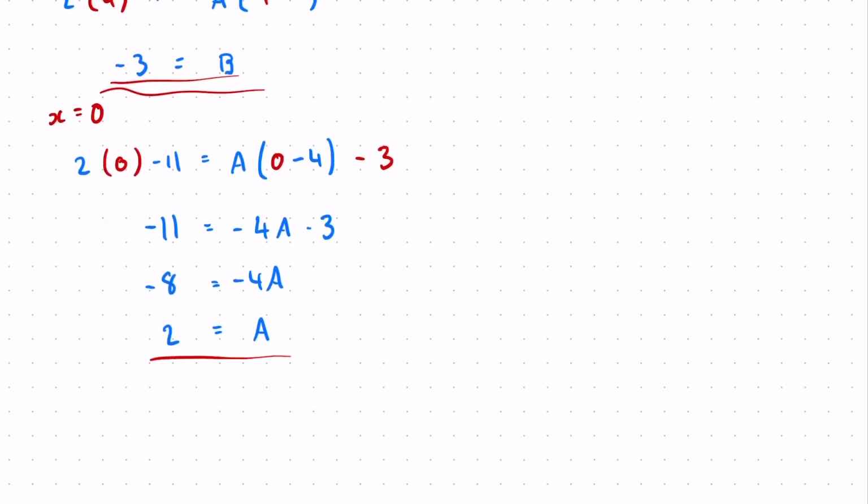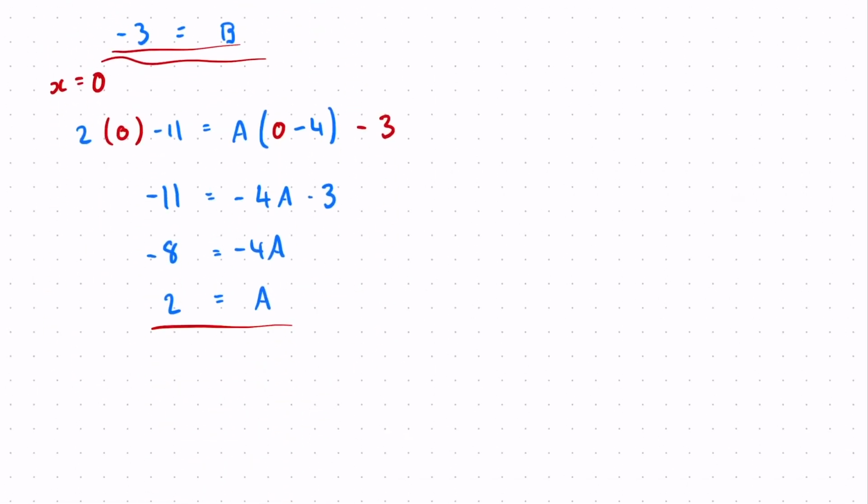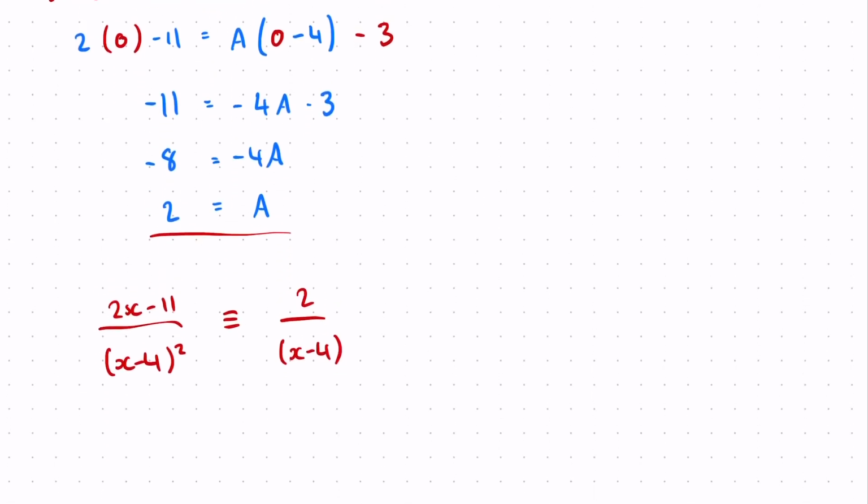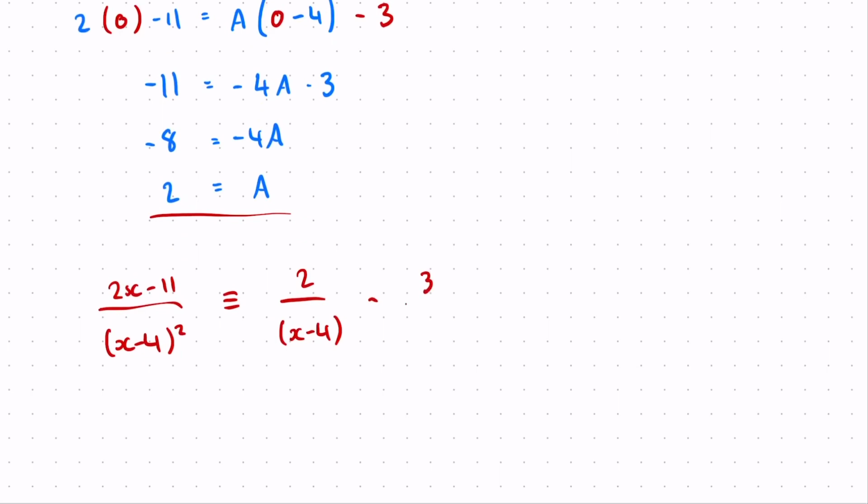So my final solution is (2x - 11) over (x - 4) squared is equivalent to 2 over (x - 4), and then B, which was minus 3, so minus 3 over (x - 4) squared. Done. Okay. Let's have a look at another example.